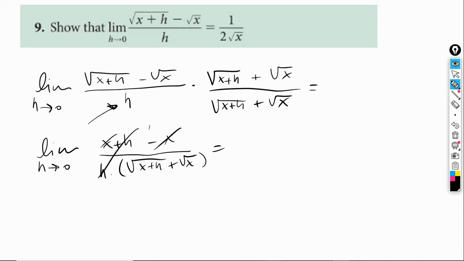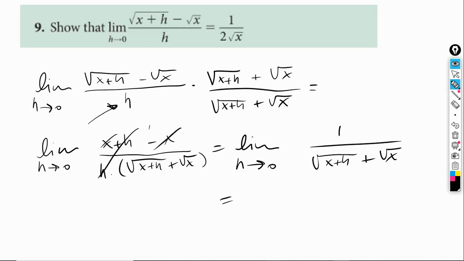And this is going to equal 1, or let's not forget, the limit as h approaches 0 of 1 divided by square root of x plus h plus the square root of x. And then we have finally arrived at our answer. Because if we plug in 0 for h, we're going to get 1 over square root of x plus square root of x. And this evidently is 1 over 2 square root of x.